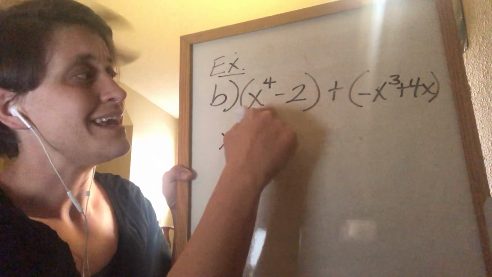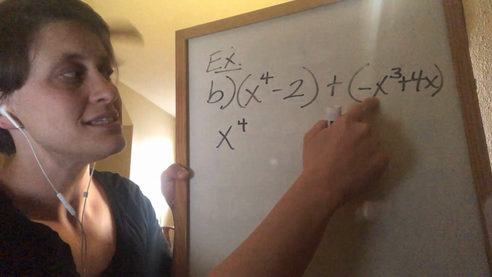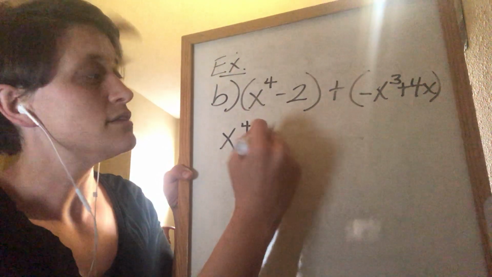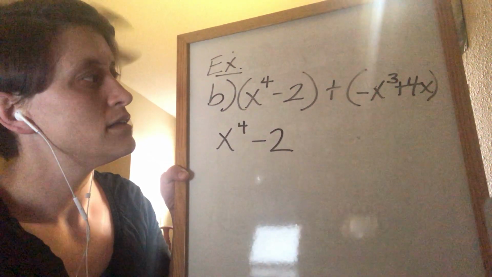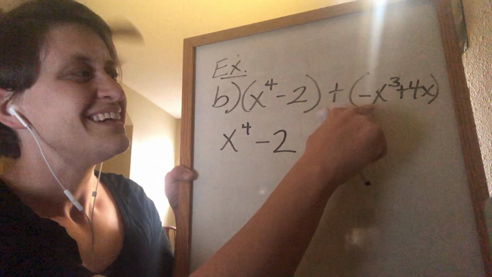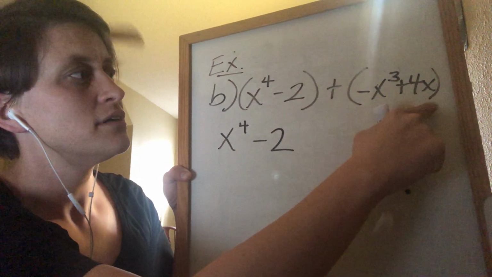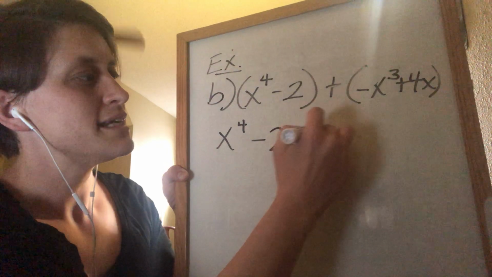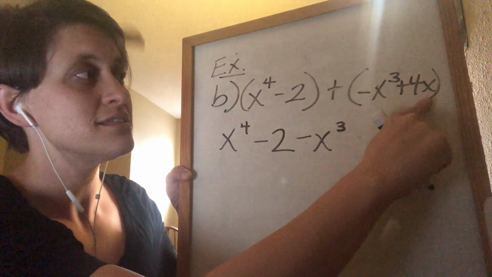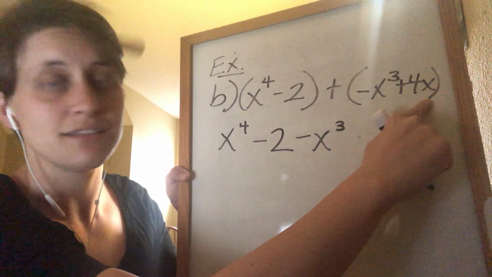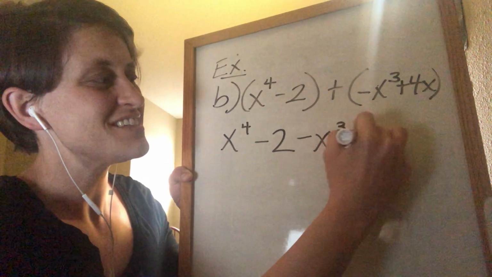Next term, negative 2. That's a constant. Do we see any other constant terms? I don't. Negative 2 stays, or minus 2 stays just like it is. Next term, minus x cubed. We see any other x cubes here? I don't. So it has to stay like it is. And finally, 4x. We see any other terms with just an x on them? I don't. So it's just going to have to stay like it is.